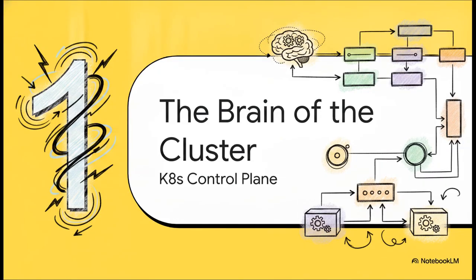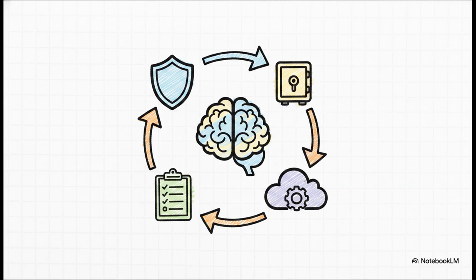The brain of the cluster. So why exactly are we looking past the workloads themselves? Well, it's because the control plane is the underlying engine making every single scheduling decision and self-healing event possible. And it's basically made up of 5 core components: the Kubernetes API server, etcd, the scheduler, the controller manager, and the cloud controller manager.